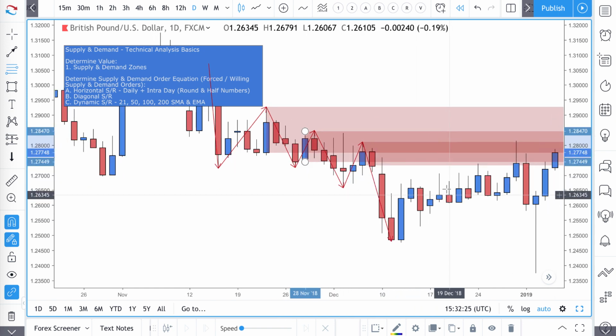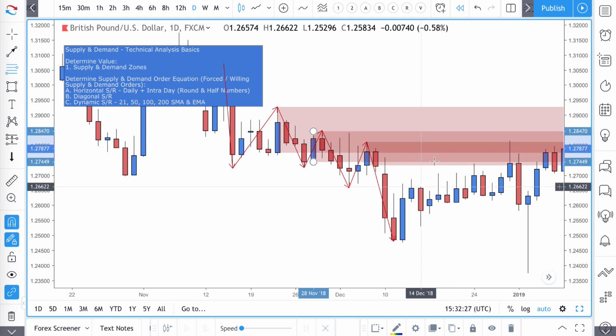Some people will get confused and say, well, there's so much supply there. From 1.296 to 1.274, there's about 150, 200 pips of supply. If I'm an intraday trader, what area will I be trading? What if I'm looking to get short on this currency pair?